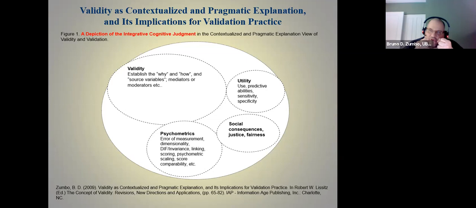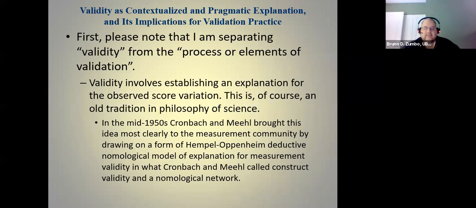What I was trying to portray here is that social consequences, justice, fairness, psychometrics, and utility all shape validity, and validity shapes those as well. It's an integrated whole, right? For the moment, I have dashed circles around them to try to separate them, but they're actually an integrative whole. You can see how they would move and shape and form and inform each other. That's the basic idea of this integrative cognitive judgment.